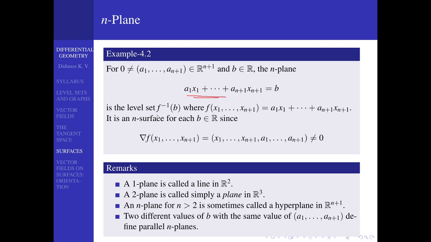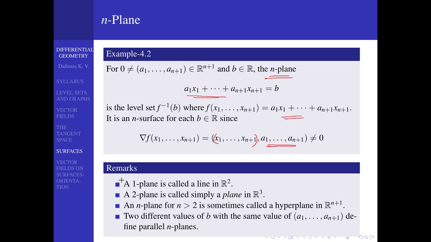This is the level set f inverse b of the function a1 x1 plus etc. Okay, so this is a very trivial surface. When you consider del f, at the point p, at any point we assign this vector. This can never be 0 because we have chosen a1, a2, etc., a(n+1) as non-zero. So del f is not equal to 0 for every point in this level set. Okay, so this is what we call an n-plane. This is the name of this.